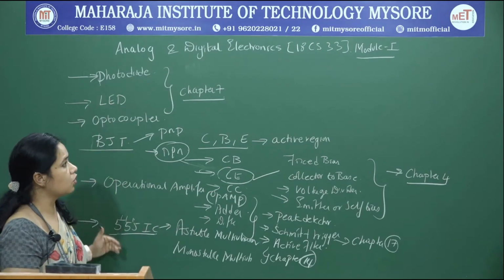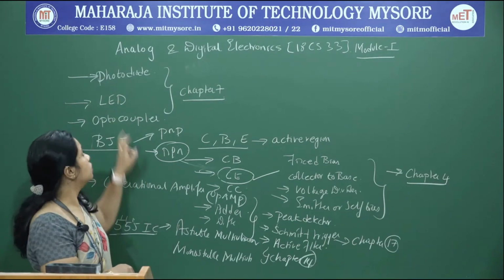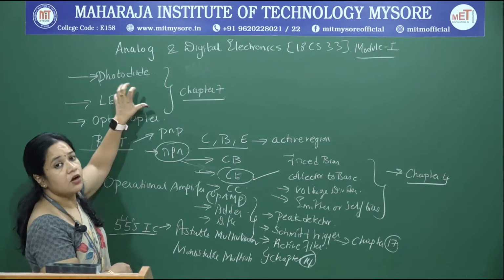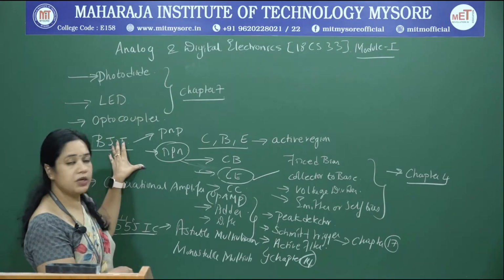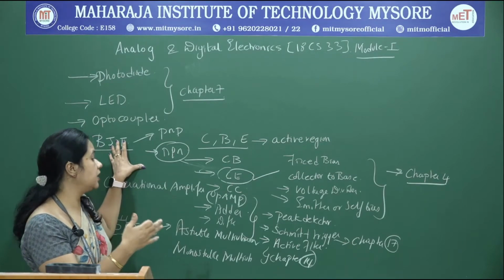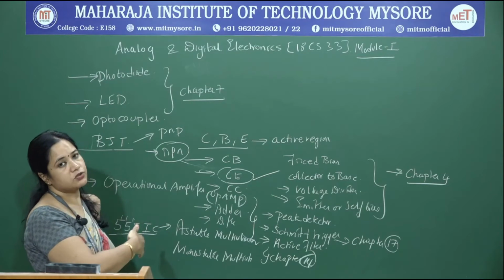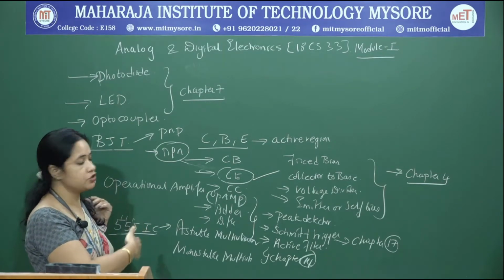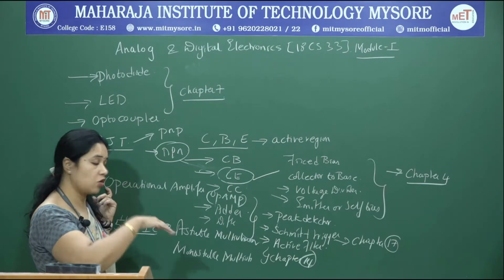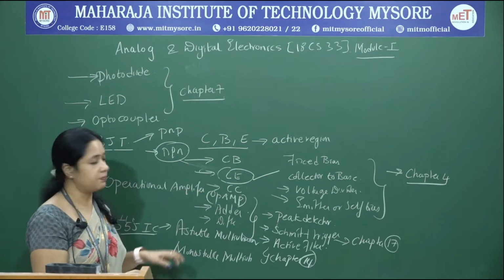So with this quick look into the topics we are covering in the first module, we will be discussing optoelectronic devices. We will look in detail at the biasing circuits of your BJT. We will look at the operational amplifier; the fundamentals and foundation of the operational amplifier have already been laid in your basic electronics. We will carry forward with advanced applications.